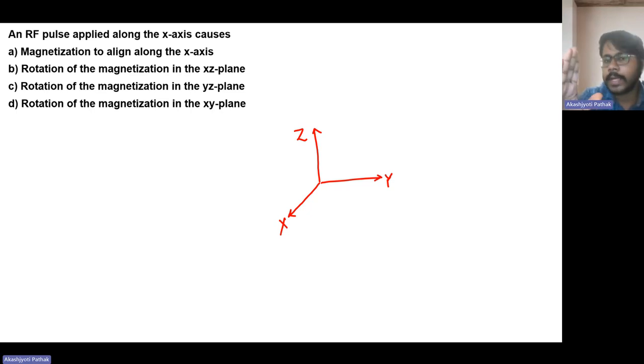Now, how will I find what effect the application of this torque will have on the bulk magnetization? For that, I'll have to curl my fingers. And when I'm curling my fingers, I'm finding that from the z-axis, it is getting oriented towards the xy plane. So an RF pulse applied along the x-axis causes the rotation of the bulk magnetization in the xy plane. So this is your xy plane. In that plane, your bulk magnetization will get flipped upon the application of the RF pulse in the x direction, right?